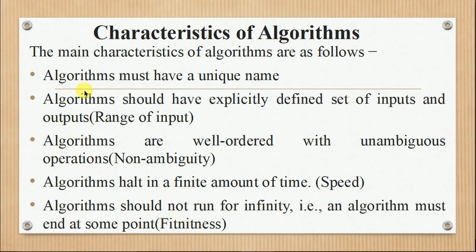So guys, overall I can conclude with this slide: you should be aware that the name of the algorithm should be unique, and then you should be aware of the range of the input. The steps of the procedure that you include in your algorithm should be non-ambiguous, you should be able to calculate the speed of the algorithm, and it should have finiteness in the algorithm development.